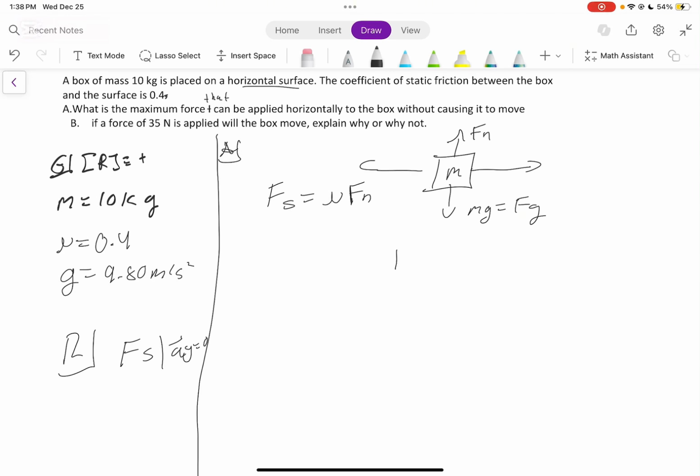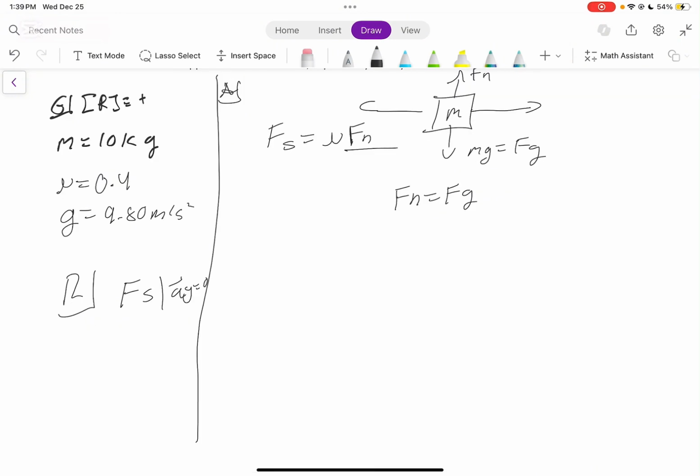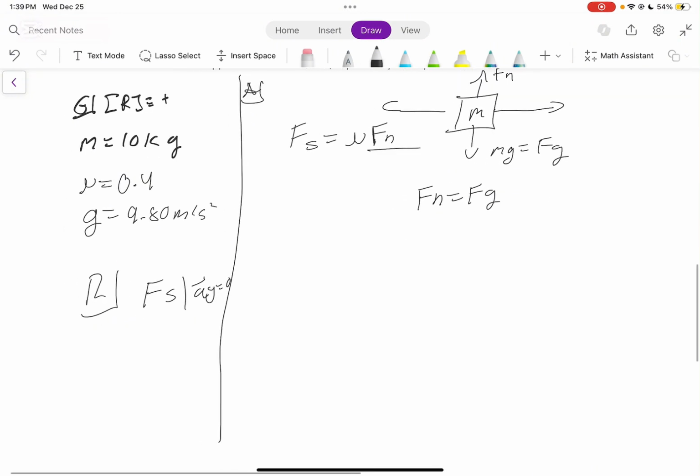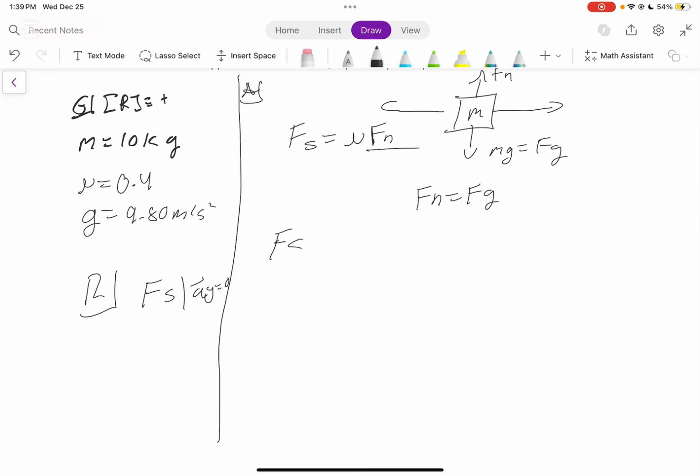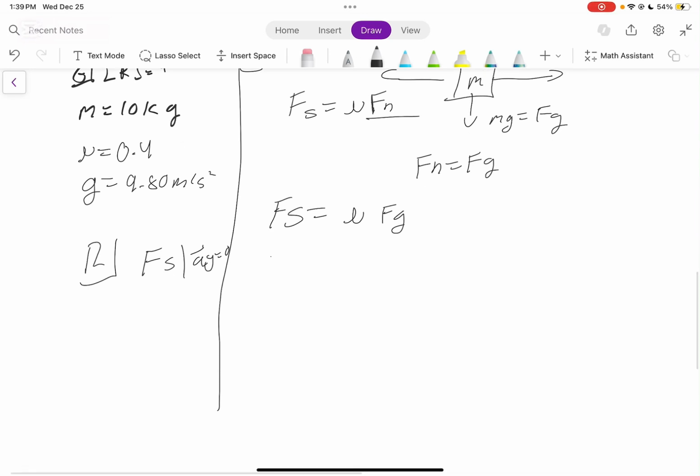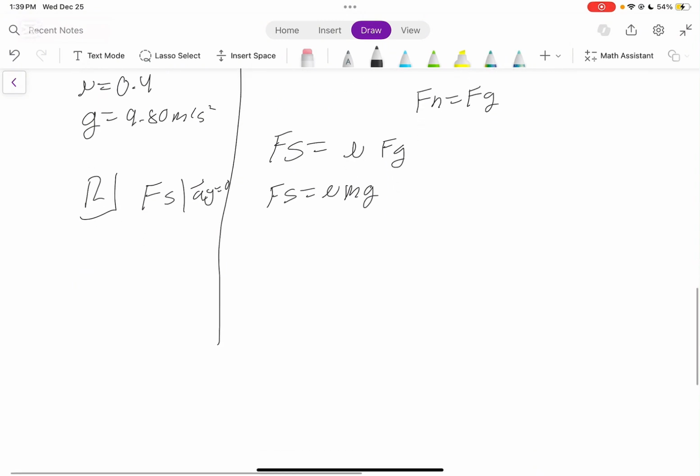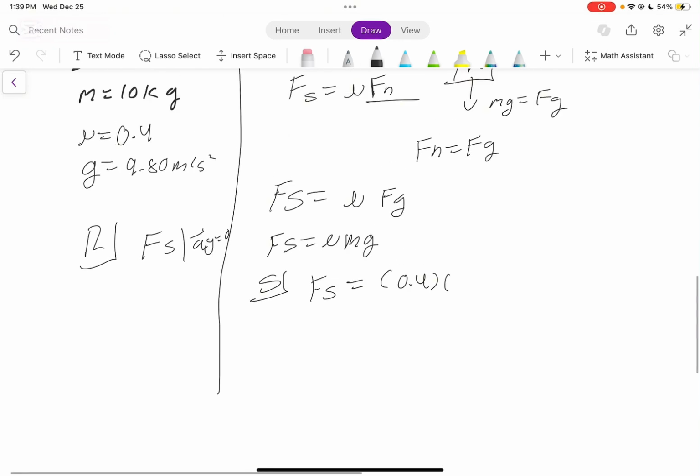So we can put Fn is equal to Fg. So now we have what Fn is, because it's just Fg. So now we can just put Fs is equal to mu times Fg, force of gravity. Now that we have this, we can just sub in mg, mass times gravity. And now we can just go into our solution. So force of friction static is equal to 0.4 multiplied by 10 kilograms times 9.80 meters per second squared.